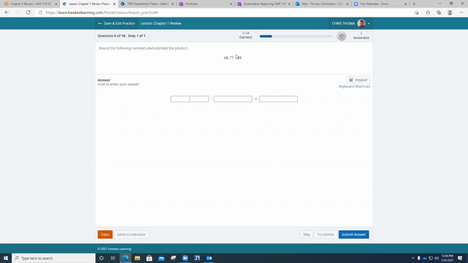So remember the estimating. When they tell you to estimate, you round the whole thing. So this should round to 70 times 50, right? Because round up, round up. So 70 times 50. It's 3,500.